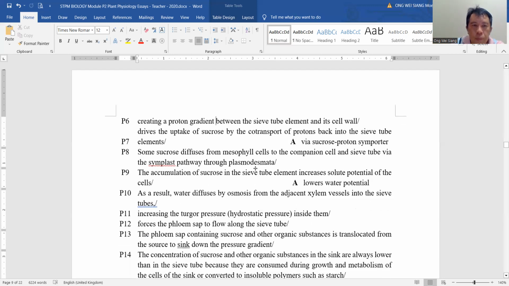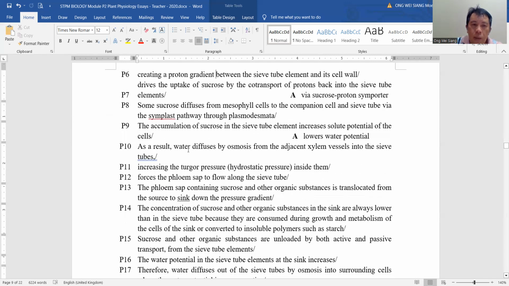Some sucrose diffuses from the mesophyll cells to the companion cells and sieve elements via the symplast. If they are via the symplast pathway, this one goes through the plasmodesmata between the companion cell and the sieve element. The accumulation of the sucrose in the sieve elements decreases the solute potential of the cell. The cell is referring to the sieve elements.